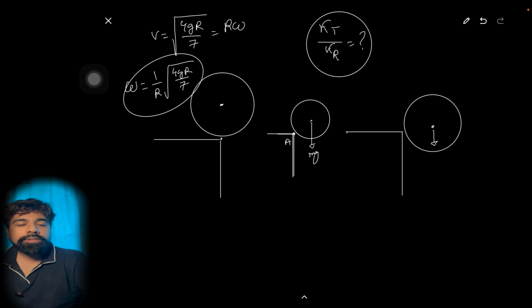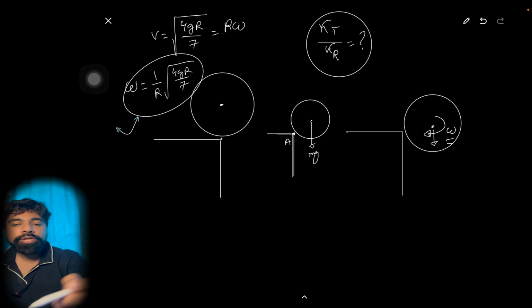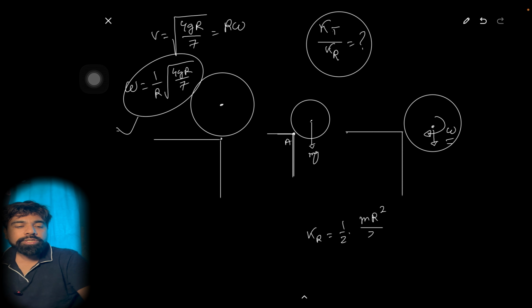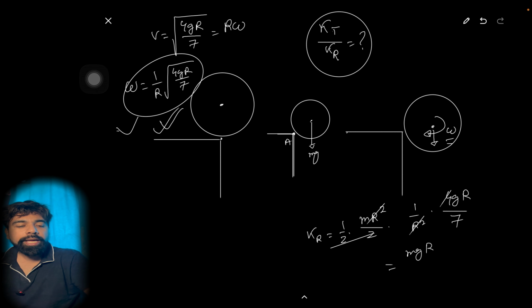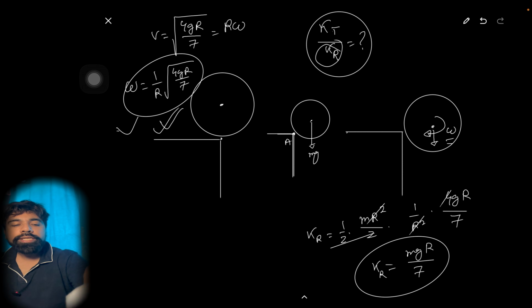So, what is the rotational kinetic energy at this instant? It will be the same omega, right? Because there is no unbalanced torque. So, rotational kinetic energy will be half, moment of inertia of cylinder is mr square by 2, into omega square. So, what am I going to get? 1 by r square into 4gr by 7. If I cancel this, and 2 into 2, 4, it cancels out. So, rotational kinetic energy will be mgr by 7, right?